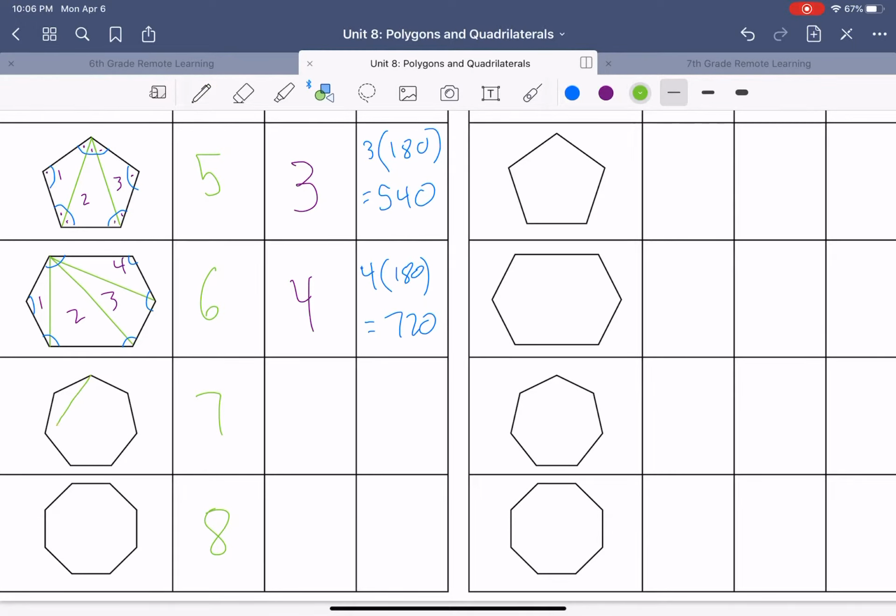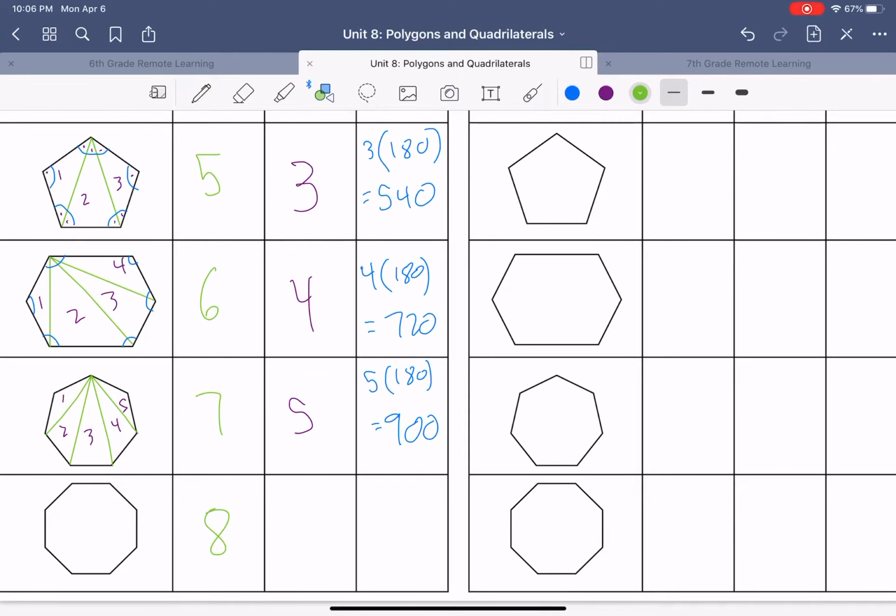Keep going. That's kind of a curve, but we're going to pretend it's a straight line. My straight lines are getting iffy. Okay, 1, 2, 3, 4, 5 triangles. So the total angle measure is 5 times 180, which is 900.